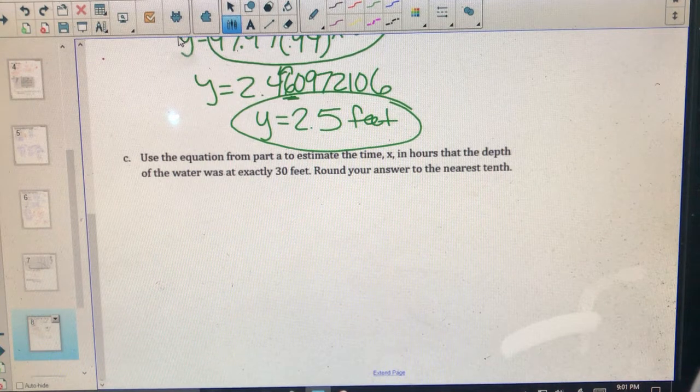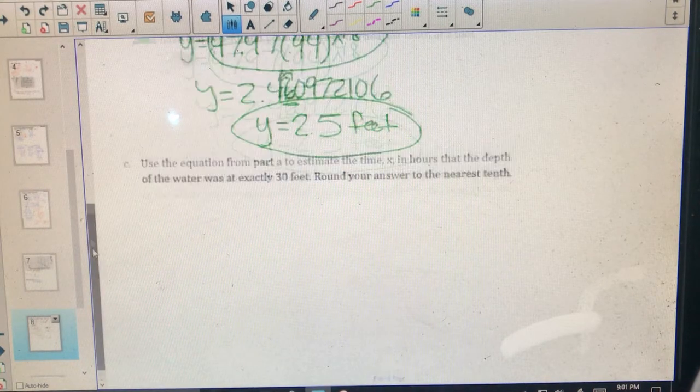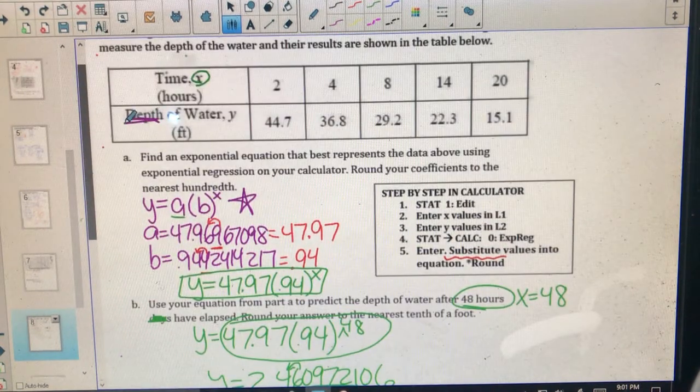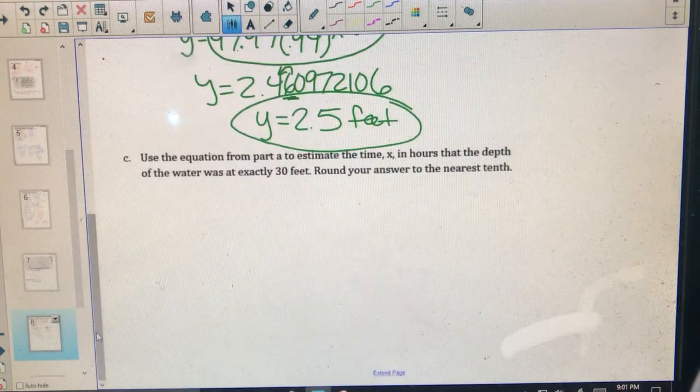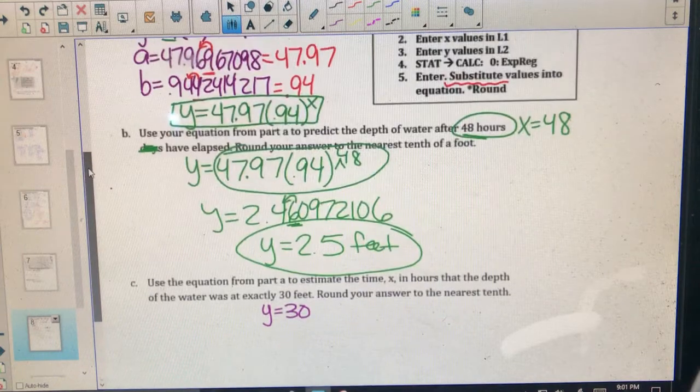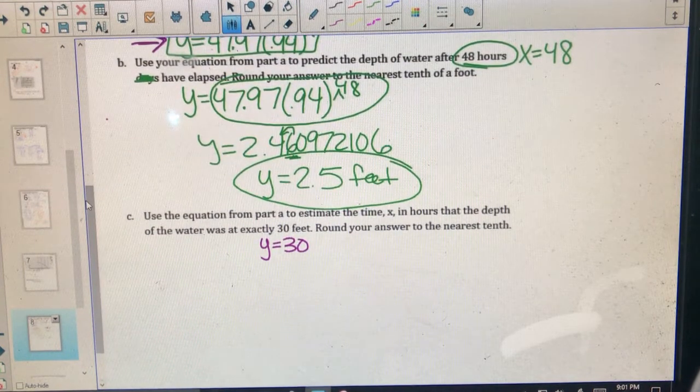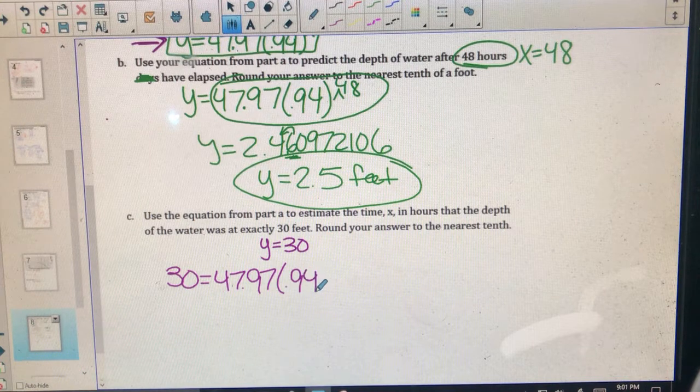Okay, so C says use the equation again from part A to estimate the time x in hours that the depth of the water was exactly 30 feet. So the depth, if I go back up to my table again, is y. So if it's telling me that the depth is 30 feet, it's telling me that y is 30. So in this equation that I got in part A, I'm going to plug in 30 for y and bring down the rest, 47.97 times 0.94 to the x.